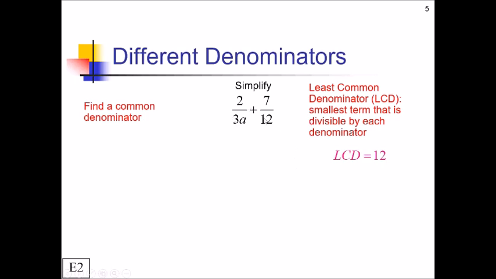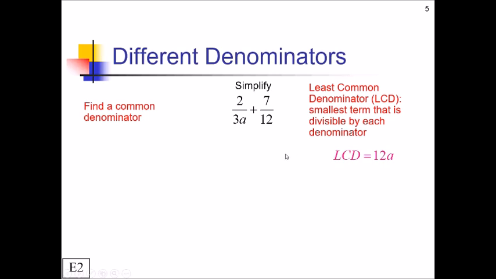Now, if 12 was not divisible by this other number, then I would start taking multiples of 12, like 24, 36, 48, until I found something that was divisible by all of my denominators. Next, I'm going to move on to the letters. Now, the only letter here is A. If I want something that's divisible by this A, I'm going to have an A in the thing I'm dividing into. So my LCD needs a 12 and an A.